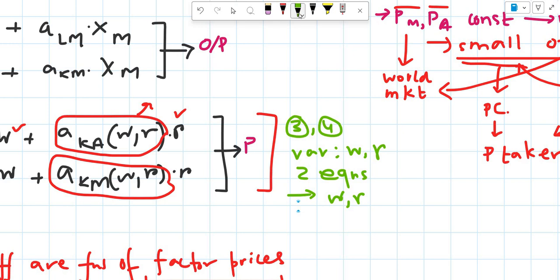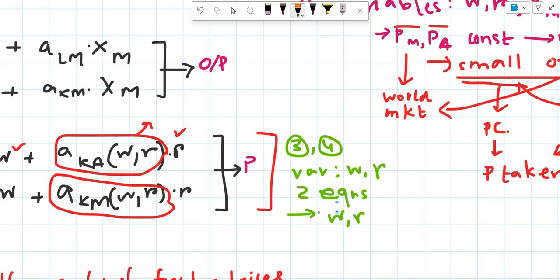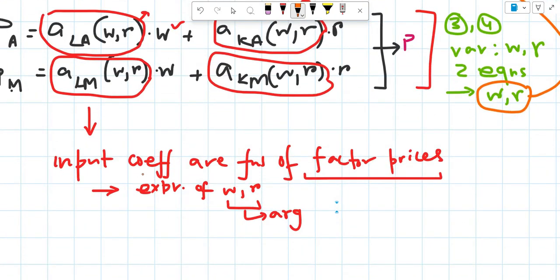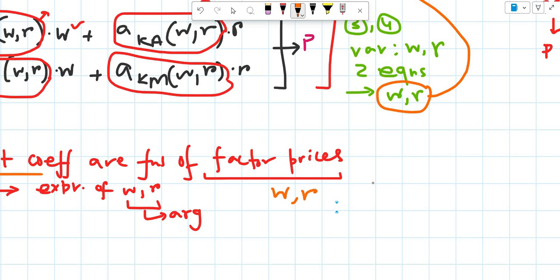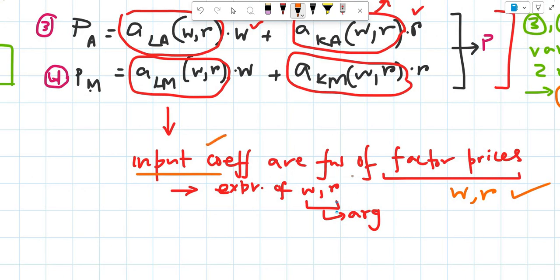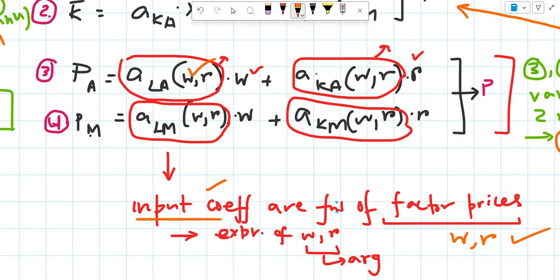Now what happens? When you find W and R, you can take these two variables, pick them up and put them in the output sector. So when you do that, when you have W and R, remember these input coefficients are functions of factor prices. So that means if you know what the values of W and R are, since these determine input coefficients, you know what the input coefficients are. So you know W and R from here, you know W and R from here, you know W and R from here, and you know W and R from here. They are all four of them the same.